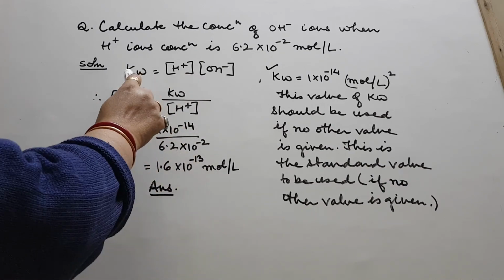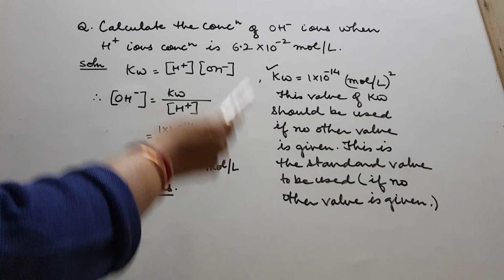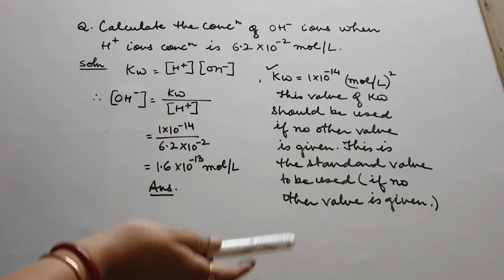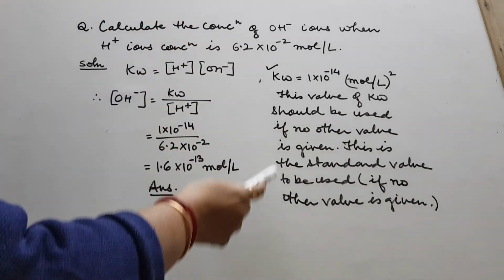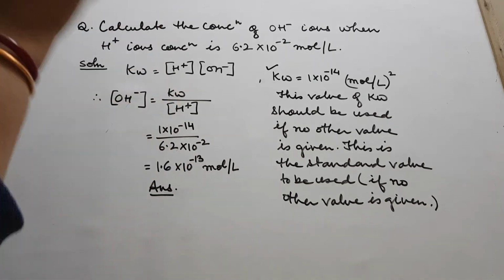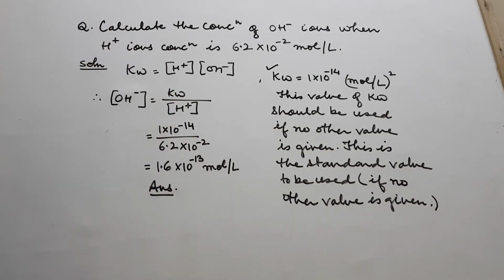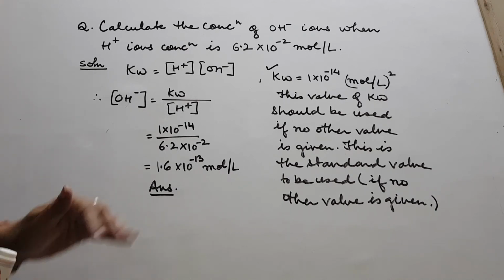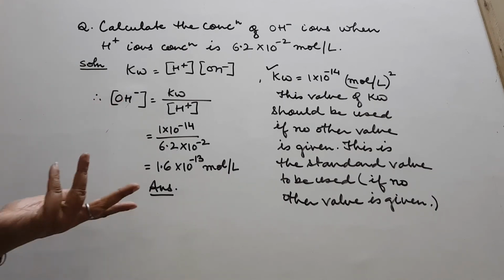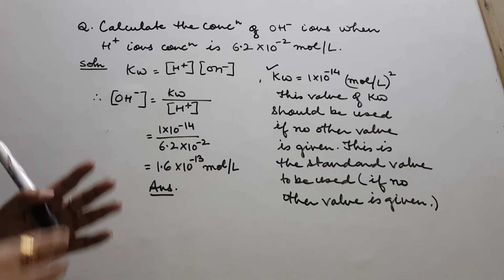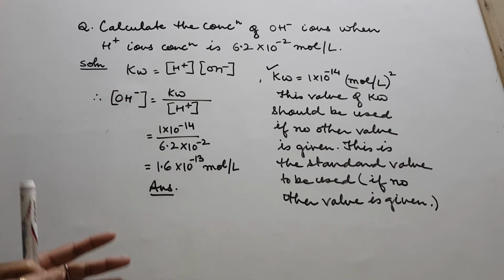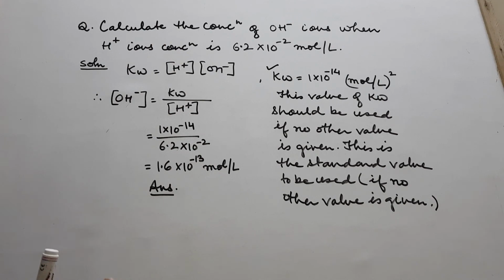So you can see how the formula Kw is to be used, and if the value of Kw is not given to you, how you will use this value. If no other value of Kw is given, you will always use this value. It's a constant. Maybe it is not given in the questions, so you are supposed to know this value and use it for solving the numericals. For this video, it was a simple numerical, but I hope every point is clear. I've explained it to you. So for this video, we stop here.